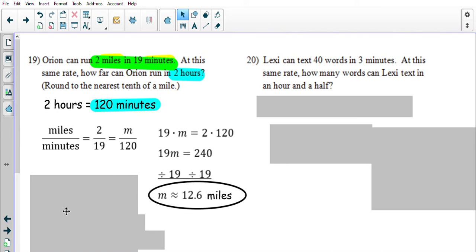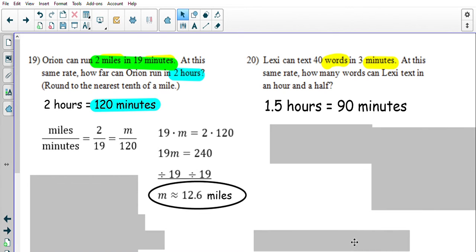All right, number 20. Lexi can text 40 words in 3 minutes. At this same rate, how many words can Lexi text in an hour and a half? So we're definitely talking about the number of words, and we've got minutes and hours in this case. So I'm going to use minutes in this case because an hour and a half we can easily convert into minutes. 1.5 hours is 90 minutes, 60 minutes for the hour, 30 minutes for the half hour for 90 minutes.